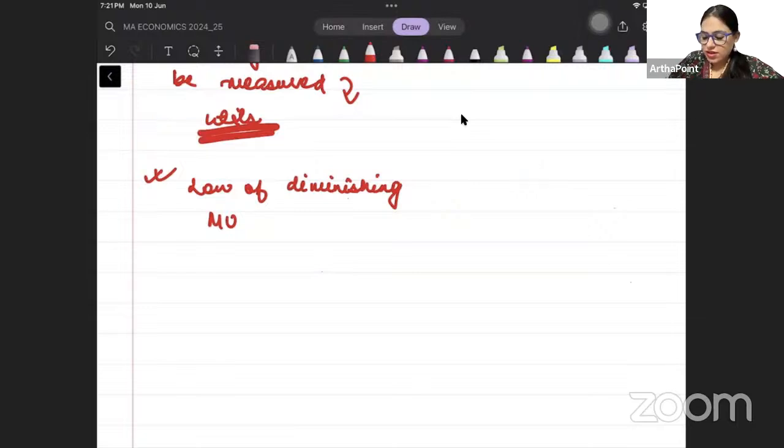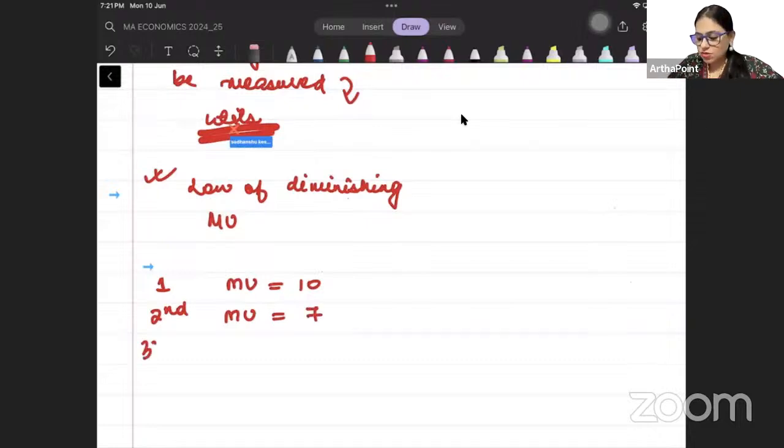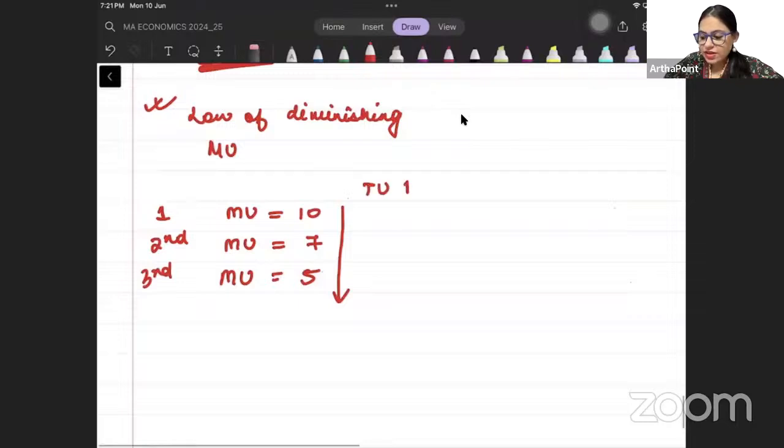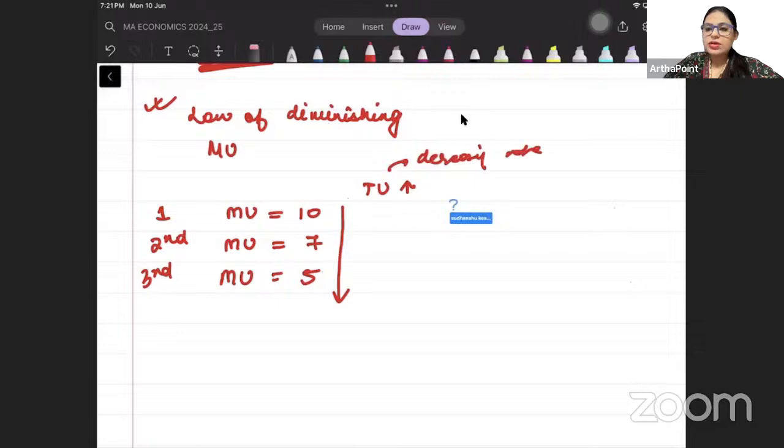Right? So if I consume the first unit, my extra utility from that can be 10. I consume the second unit, my extra utility from that will only be 7. I consume the third unit, my extra utility will only be 5, and so on. That will keep declining. So my total utility will increase, but at a decreasing rate. My total utility is 10 here, 17 here, and 22 here, and so on.